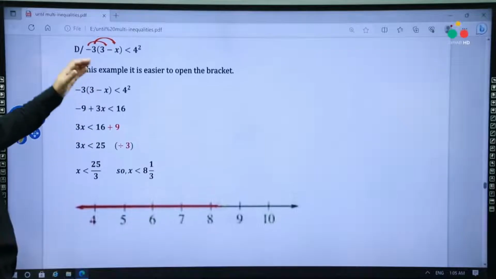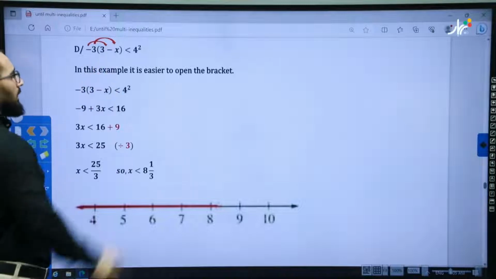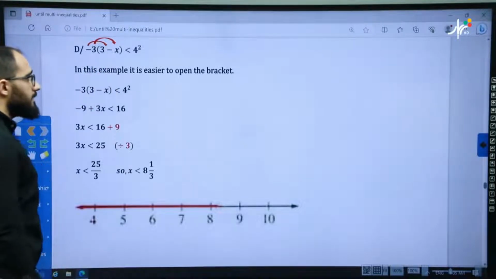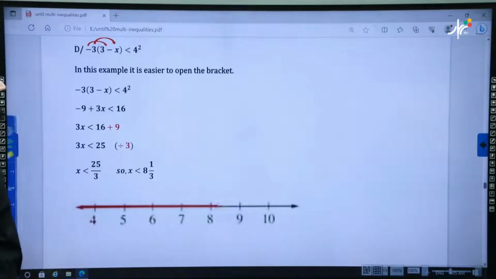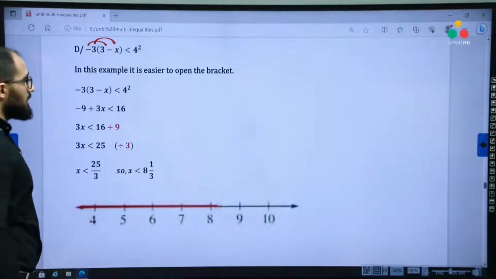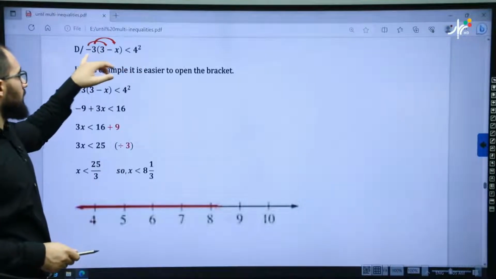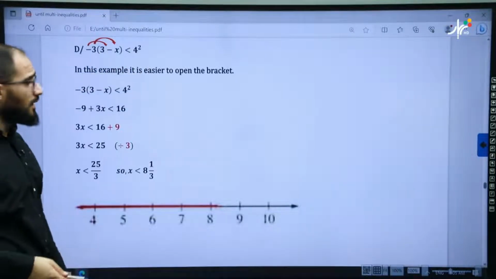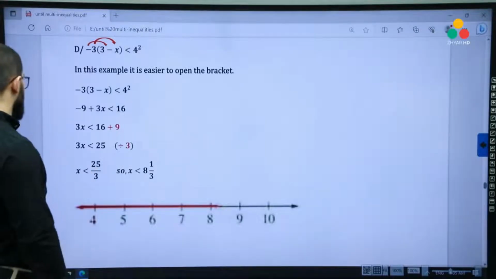Okay. We have another example. Negative 3 multiplied by 3 minus x less than 4 square, or 4 power 2, or you can say the second power of 4. In this example, it's easier to open the bracket or simplify the bracket. Please do not divide it by 3, because here we have 16 divided by 3. If you divide it by 3, you get a fraction, and it's kind of difficult to deal with it. So it's better to open the bracket.